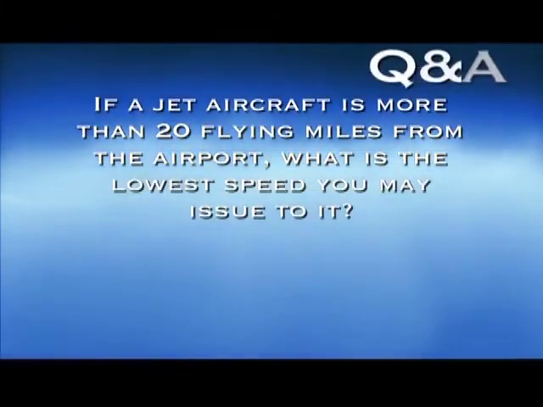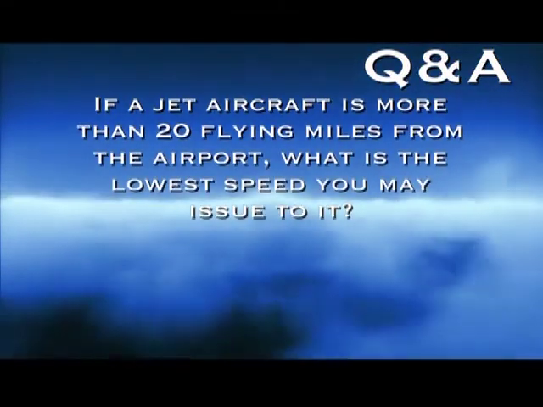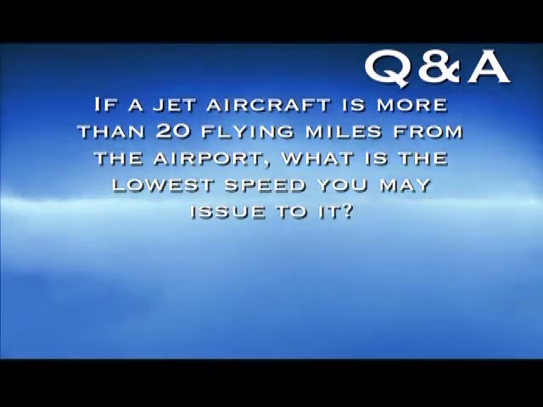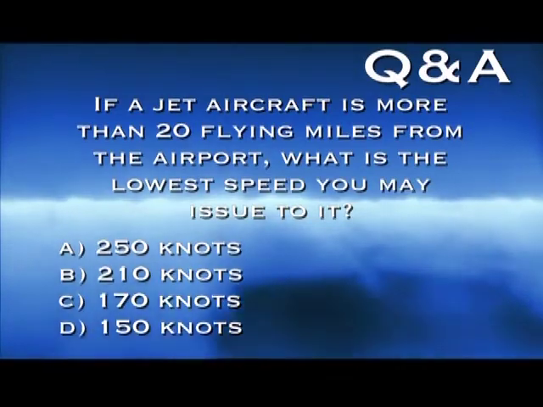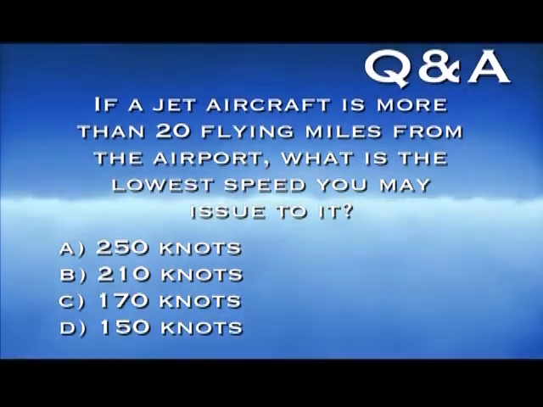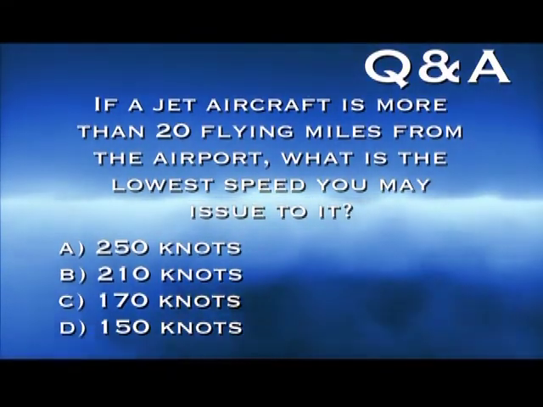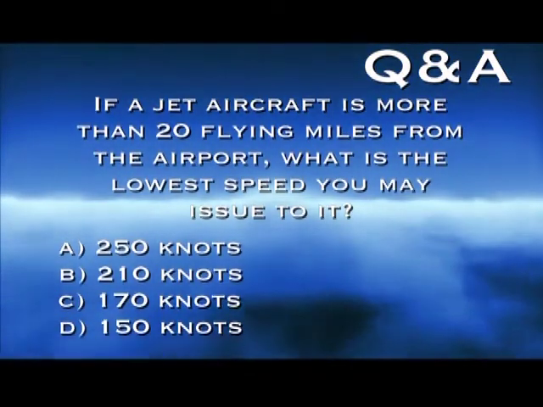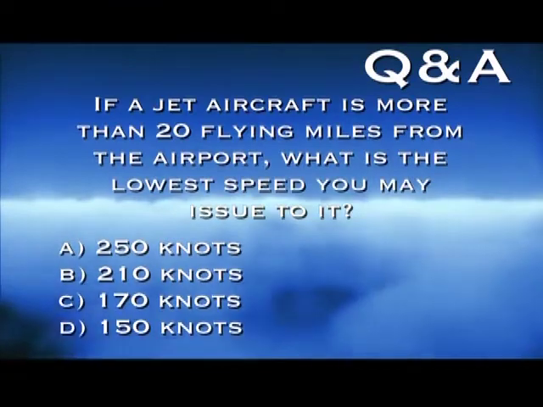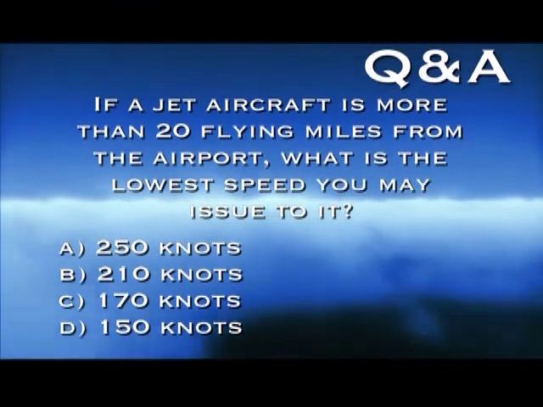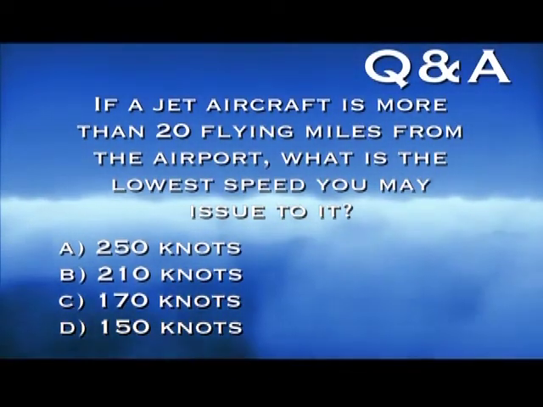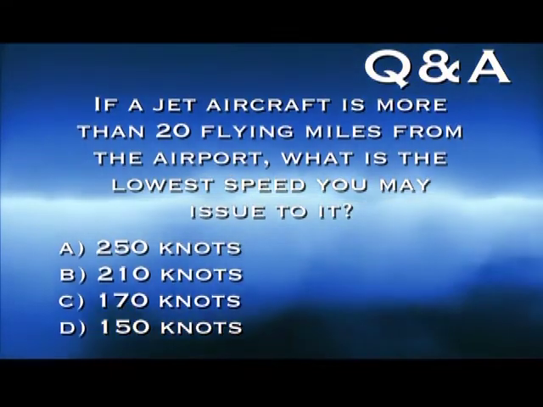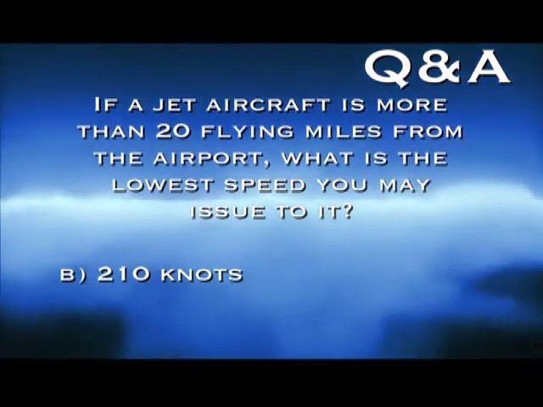If a jet aircraft is more than 20 flying miles from the airport, what is the lowest speed you may issue to it? A. 250 knots, B. 210 knots, C. 170 knots, or D. 150 knots. The answer is B. 210 knots.